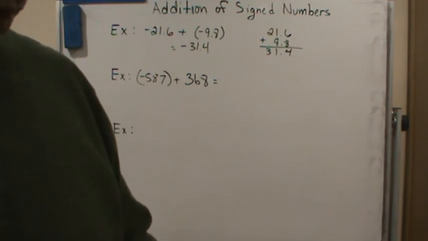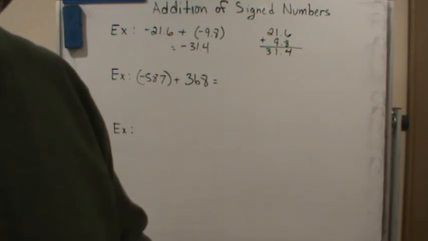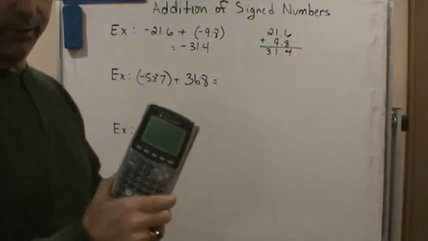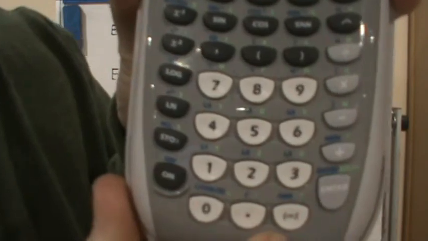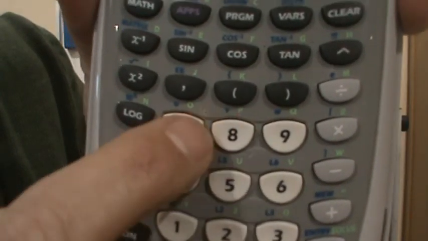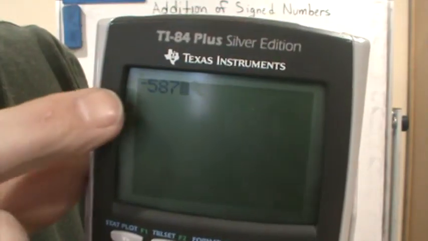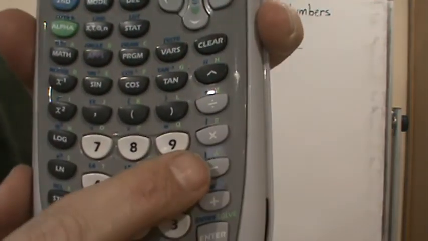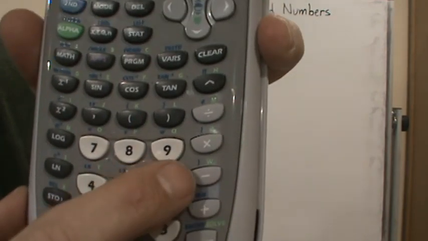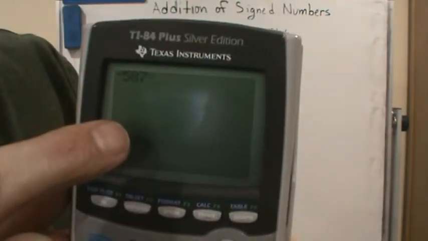If you want to make a number negative, all you have to do is, let's say here, I want to do negative 587, right? So all I would do is I would hit negative 587, and so that's my negative sign. Now don't confuse that with the subtraction sign, okay? Very different. If you use a subtraction sign, you're going to get an error, okay?